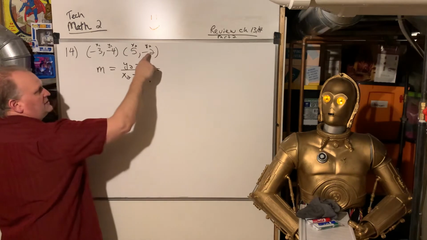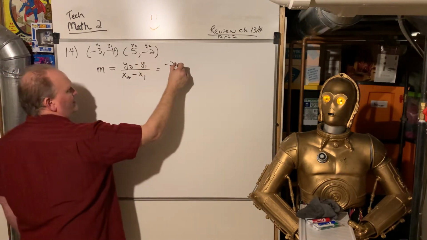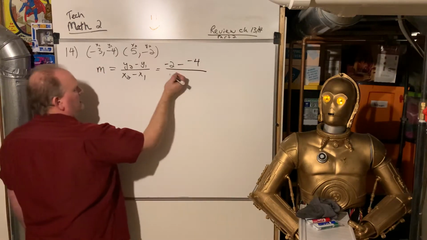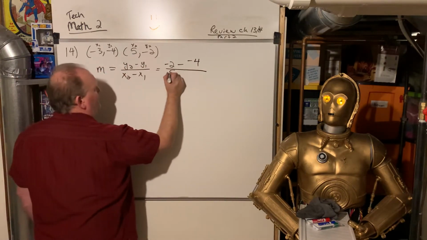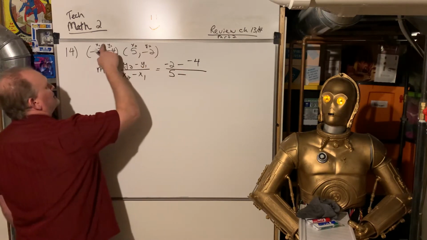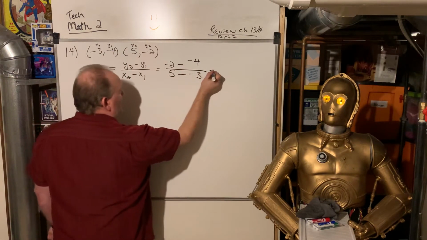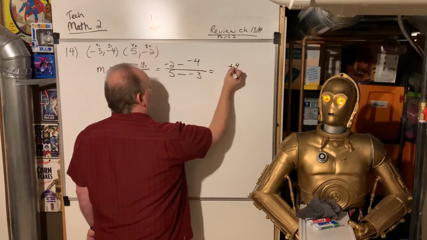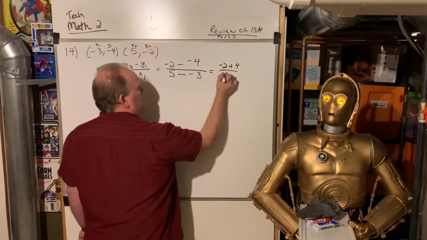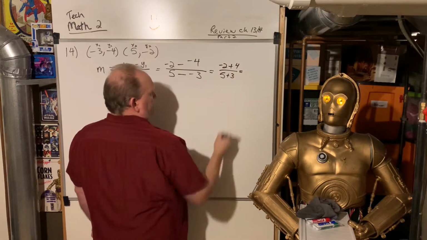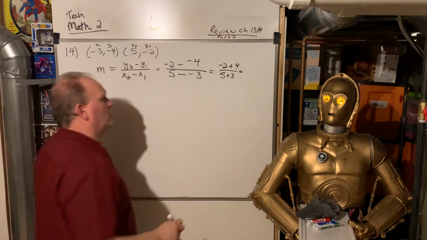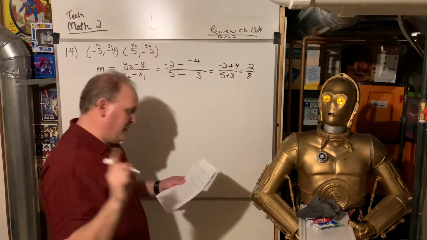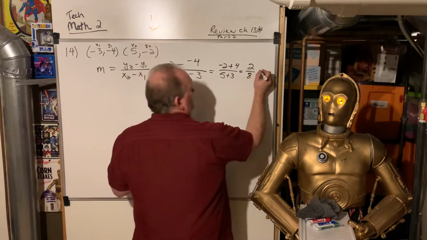And all you do is you take that thing, negative 2, minus that thing, negative 4, over x sub 2, 5, minus x sub 1, negative 3. Now, you got to remember your rules of algebra. Two negatives in a row make a positive. And then negative 2 and positive 4 is positive 2. And 5 and 3 is 8. And now you have to remember to reduce to 1/4.